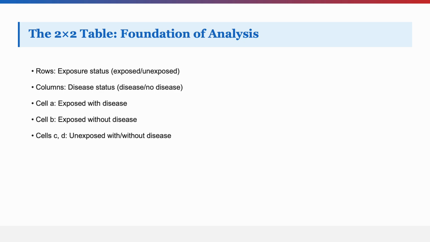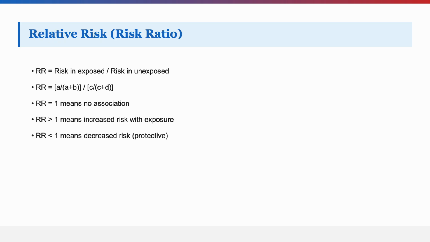I want you to practice constructing 2x2 tables. When you read a study, mentally organize the data this way. It makes the calculations intuitive. Relative risk, also called risk ratio, is the most intuitive measure of association. The calculation is simple, risk in the exposed group divided by risk in the unexposed group. Using our 2x2 table notation, that's A/(A+B) divided by C/(C+D).